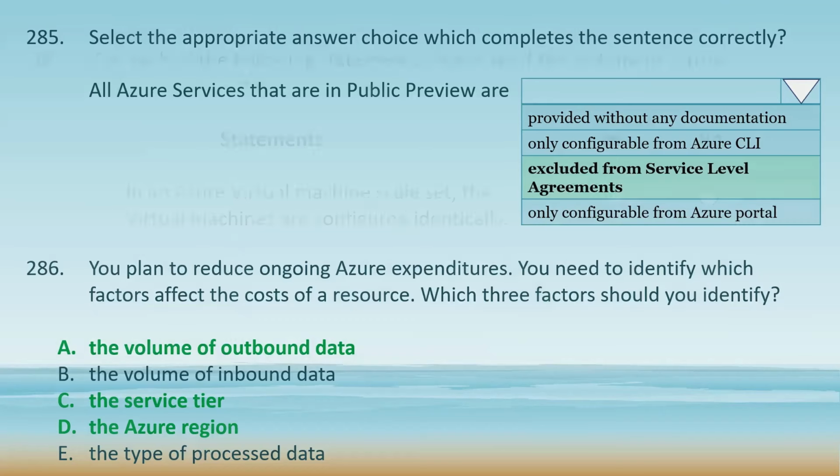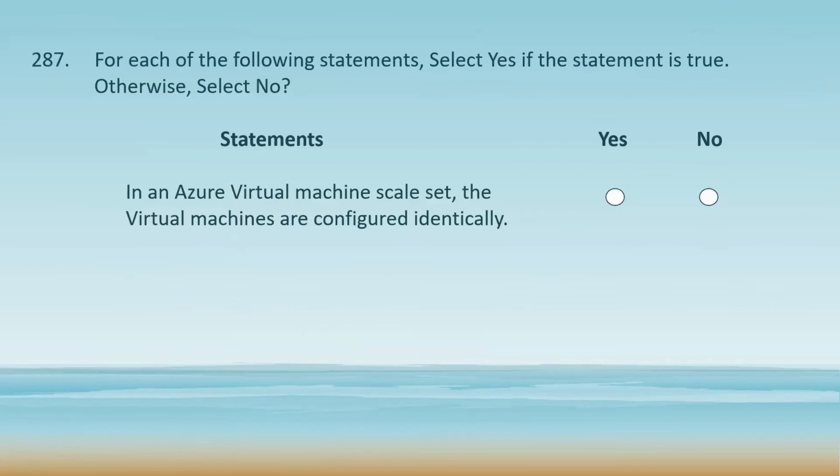Question number 287. For each of the following statements, select yes if the statement is true, otherwise select no. The first statement is, in an Azure virtual machine scale set, the virtual machines are configured identically. And this statement is correct, my friends. Let's look at the next statement.